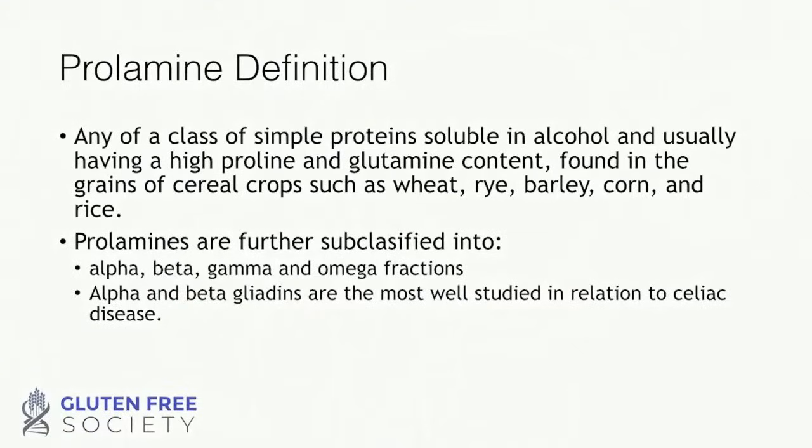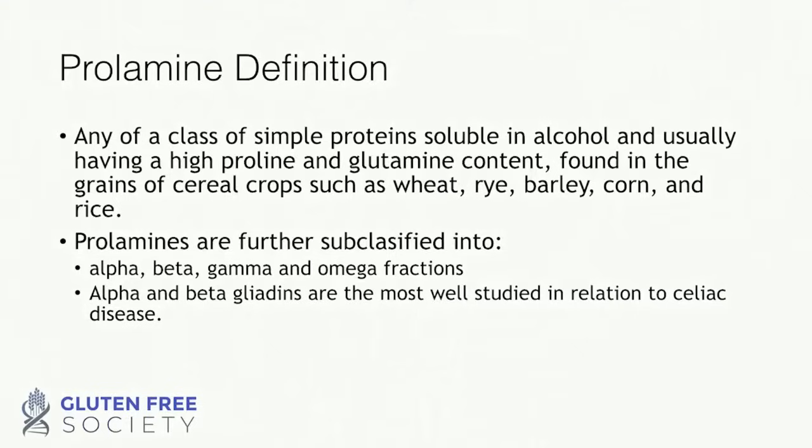Okay, a prolamine, like alpha-gliadin, again, is any class of simple proteins soluble in alcohol and usually having a high proline and glutamine content found in the grains of cereal crops such as wheat, rye, barley, corn, and rice. Prolamines are further subclassified into smaller categories, right?